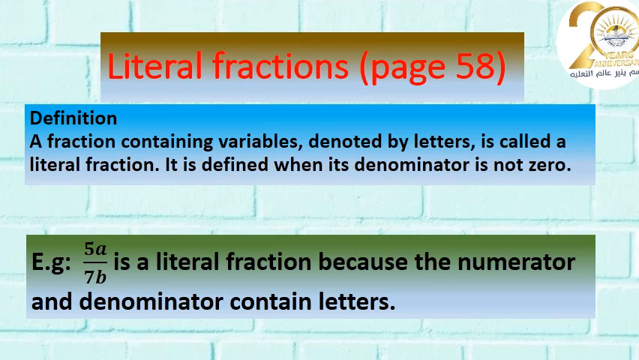First of all, we have to know that a literal fraction is a fraction that contains variables or unknowns denoted by letters. But in this case, the fraction must be defined, and it's defined when the denominator, or the result of the operation that exists in the denominator, is not zero. Because we cannot divide any number by zero, and this is impossible and counted as an error in math.